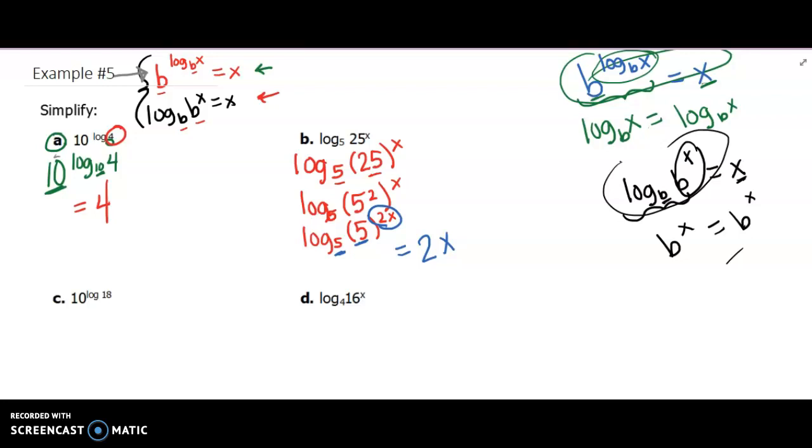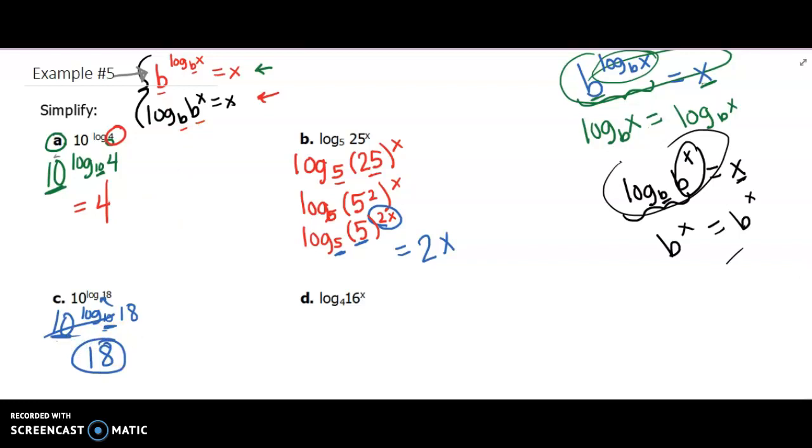I want you to go ahead and use those two properties, and I want you to pause this video, try to do C and D on your own, and then we'll go over them. All right, hopefully you've at least attempted these on your own. So if I look at this, this is 10 to the power of log, and remember when there's nothing there, it's implied as 10 to the log 10 of 18. Now because our b's are the same here, 10 to the log 10, this is just 18.